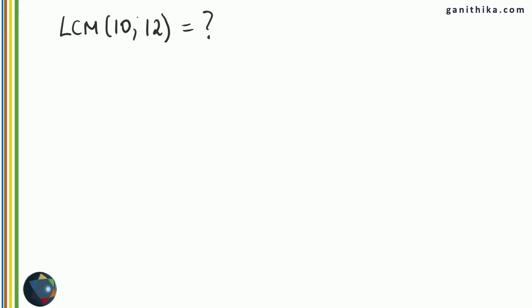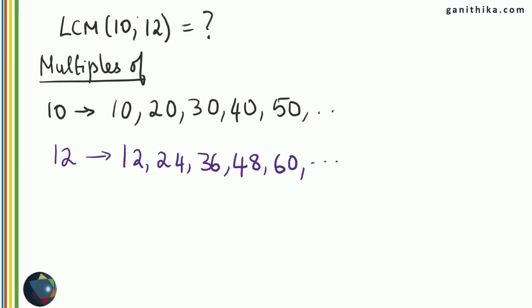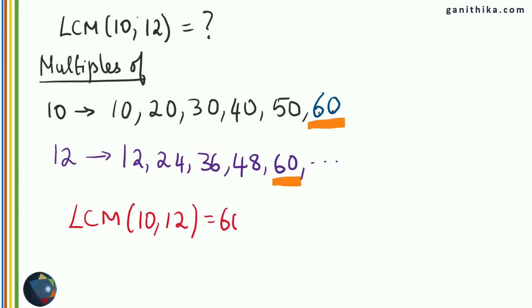Try to find the LCM of 10 and 12. Write the multiples of 10, write the multiples of 12, pick up the smallest multiple common to both. Multiples of 10: 10, 20, 30, 40, 50 and so on. Multiples of 12: 12, 24, 36, 48, 60 and so on. So far we couldn't find any common number. But if I write 60 here, I can see that 60 is the first common number. So I don't need to go further. 60 is the first common multiple. Therefore the least common multiple of 10 and 12 is 60.